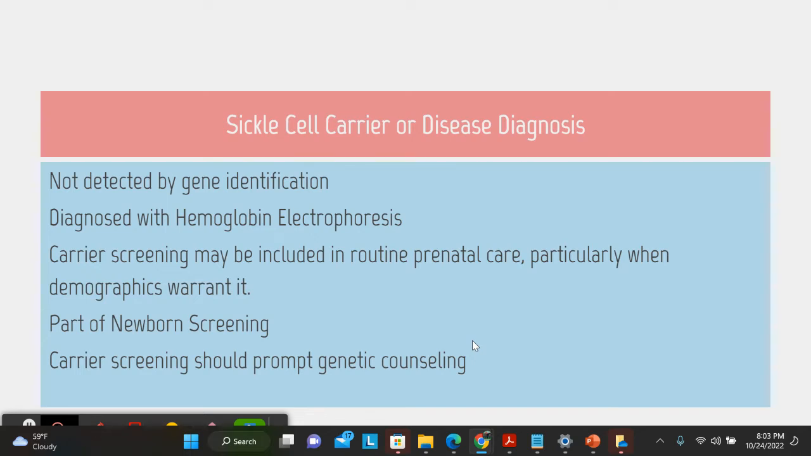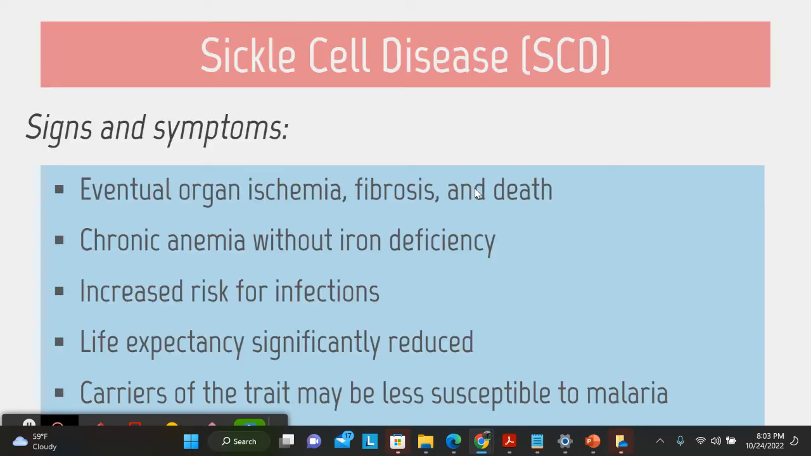Sickle cell screening is part of the newborn screen, so babies that are born in the United States who have that screening should be identified early. Carrier screening should always prompt genetic counseling. If you are a carrier of sickle cell trait, somebody should be talking to you about what that means for the probability of having children with the disease.